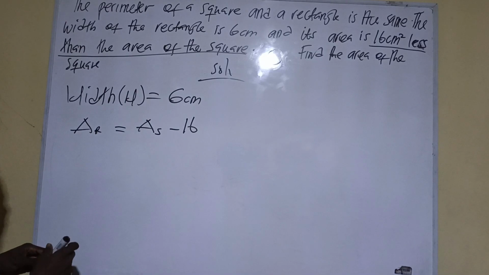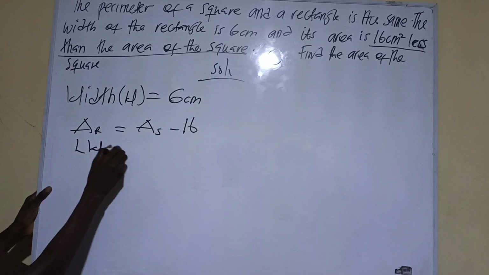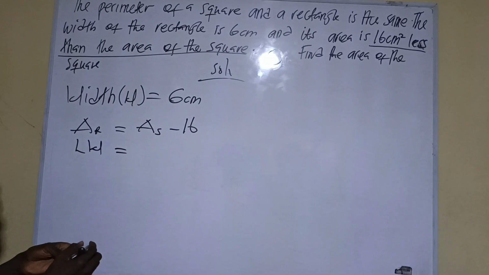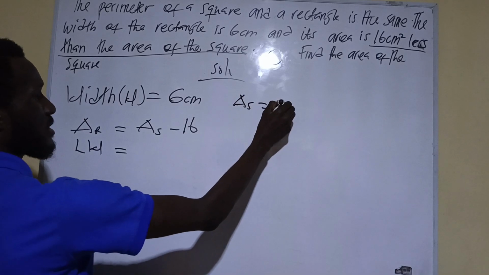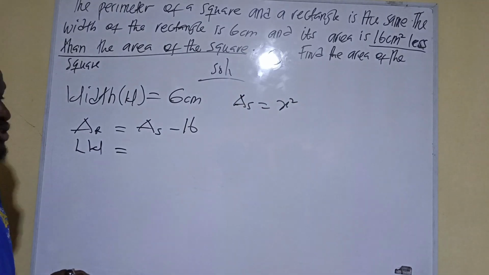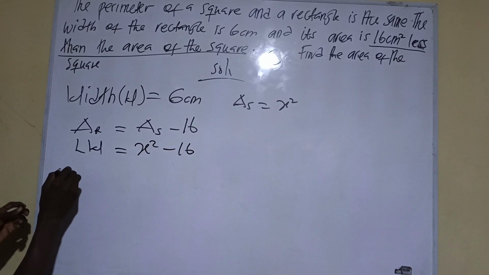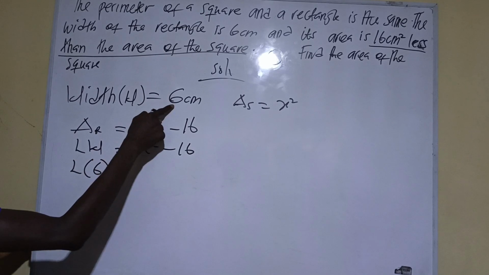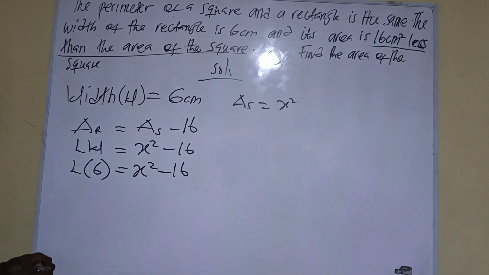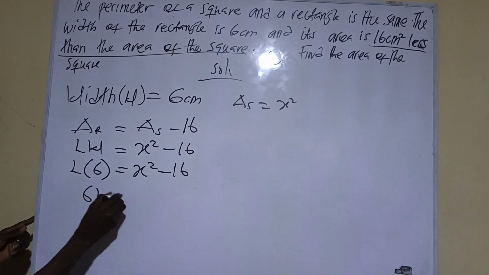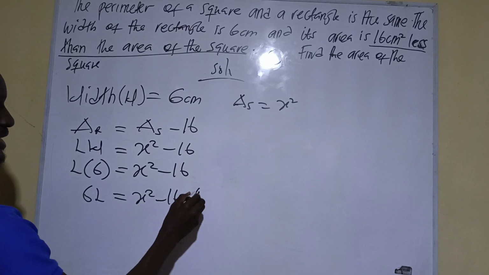You get it? Now at this particular point, don't forget that the area of a rectangle is L times W. What is the area of a square? The area of a square is S squared. I'm using S to represent the side of a square. It's going to be S squared minus 16. Now don't forget that the width is 6. The W is 6. So this one gives us 6L is equal to S squared minus 16.